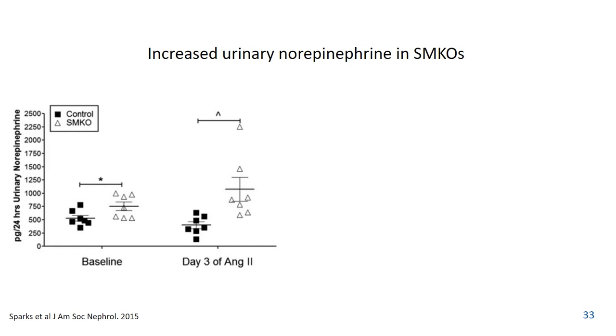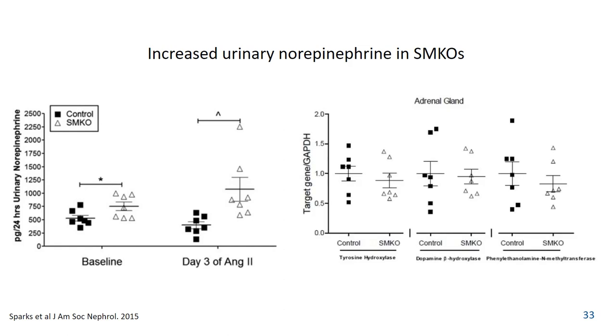Now, do we have evidence of the sympathetic nervous system being overactive in these animals? We measured urinary norepinephrine content in mice at baseline and after 3 days of angiotensin 2. You can see even at baseline, these mice have an increase in norepinephrine content in their urine, and after 3 days of Ang2. These findings were corroborated by another group that has the global angiotensin 2 receptor knockout mice. We also wanted to see if this is adrenal gland overactivity, and that does not appear to be the case. We looked at all the different constituents that make norepinephrine in the adrenal gland, and there's really no difference.